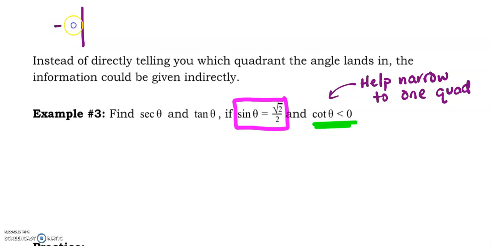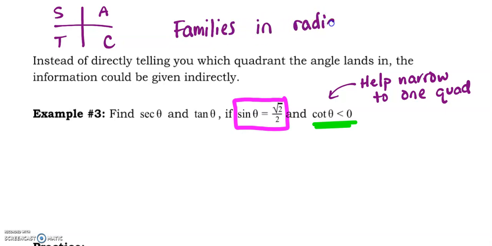So a couple of things to remember. We've got our All Star Trig Class to help us with our pluses and minuses. And just remember, we've got 3 families. For this, we're going to deal with all of our families in radians. Not that it really matters because I'm not going to ask you for an angle, but just to help you think about it, we're going to think about it in radians. Okay, so the ultimate goal is to answer this question: what is the secant of this angle, and what is the tangent of this angle?